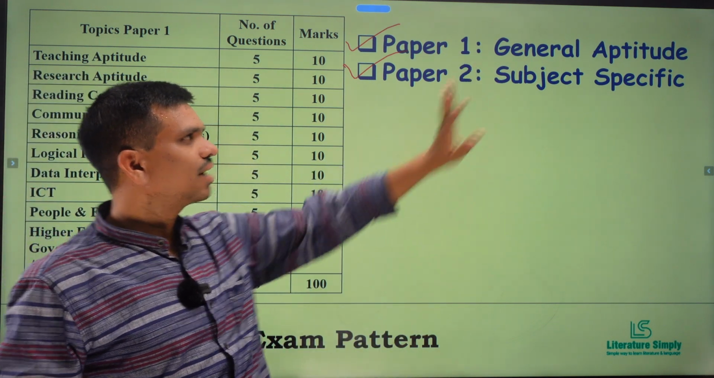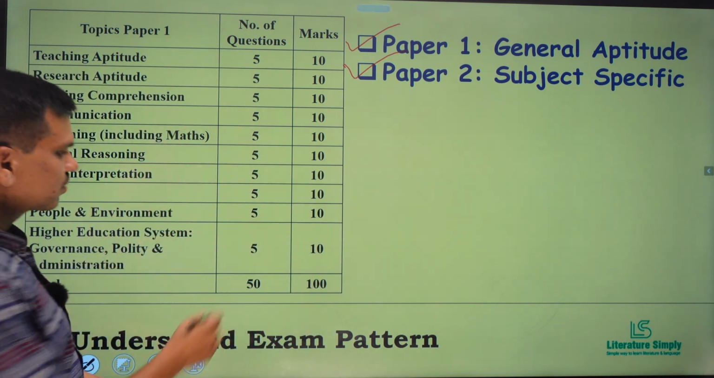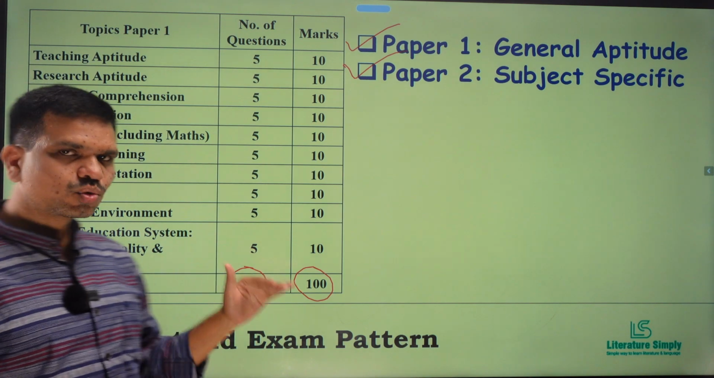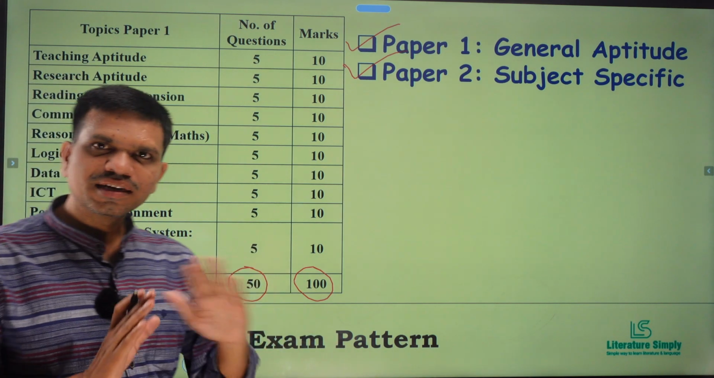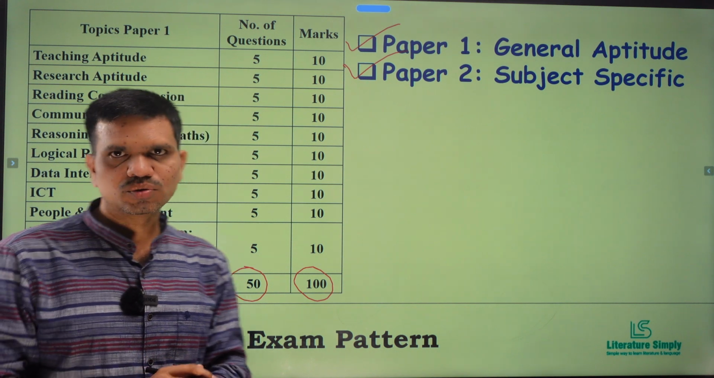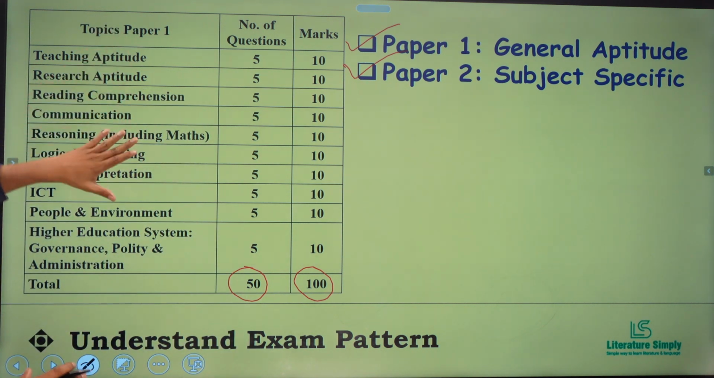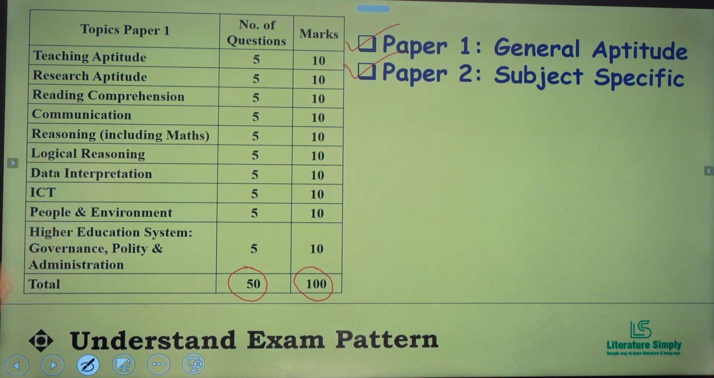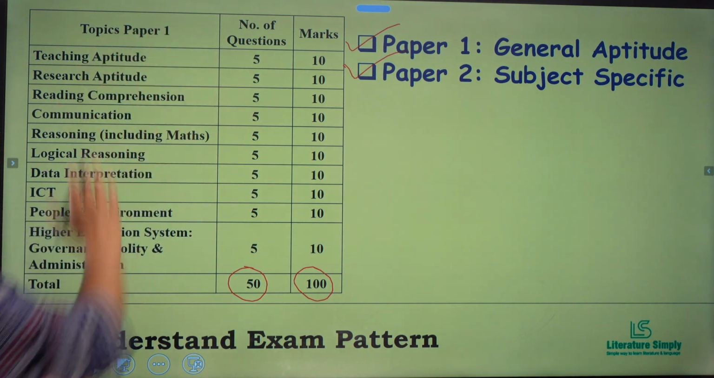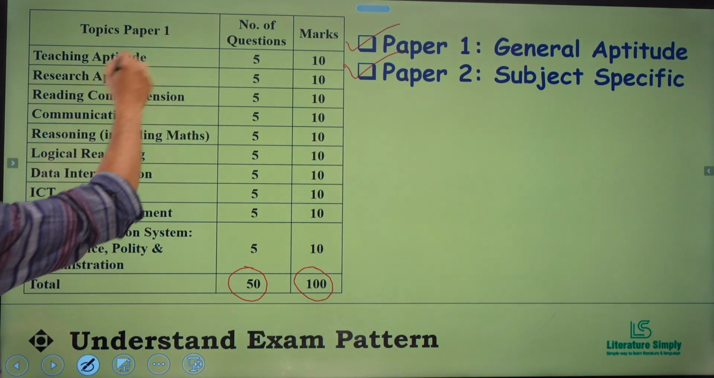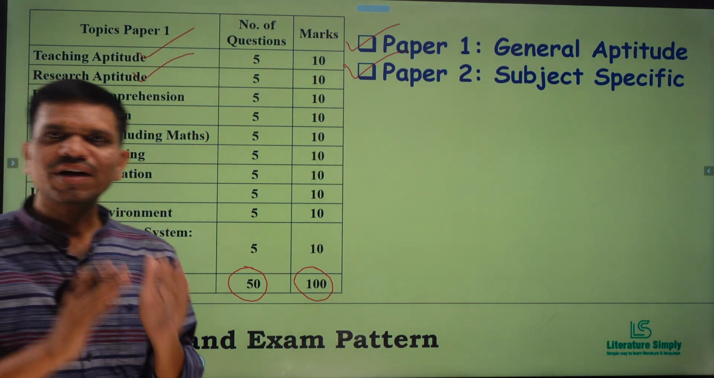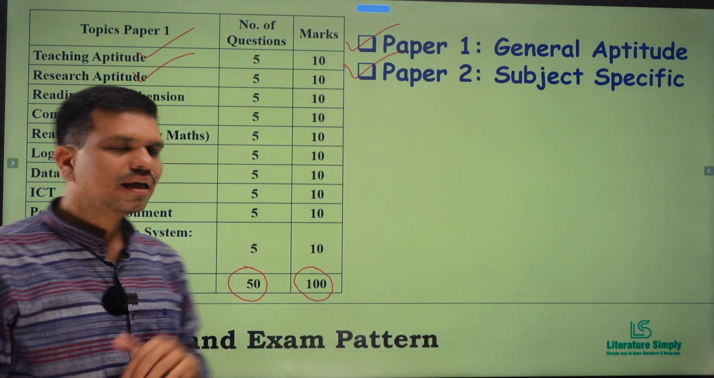Here we have general aptitude, and for general aptitude you are asked 50 questions for 100 marks. Each question is for 2 marks. There is no negative marking, so you need not worry about that. Here we have the topics for the first paper, general aptitude, and each topic consists of 5 questions. There are 10 topics. The very first is teaching aptitude, second is research aptitude, and different types of questions are asked in the examination.